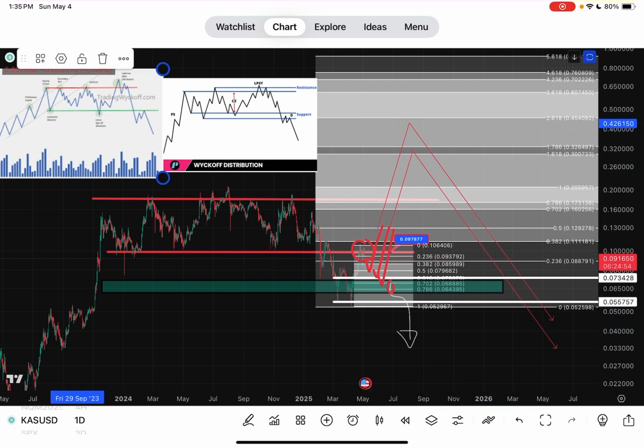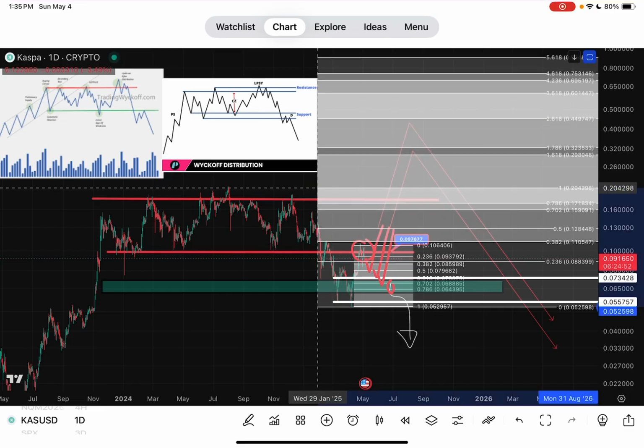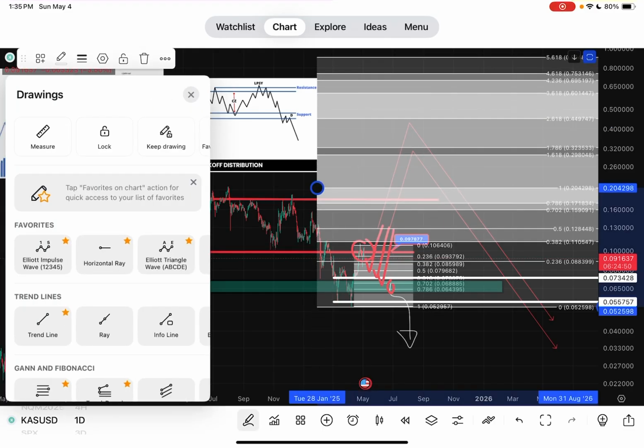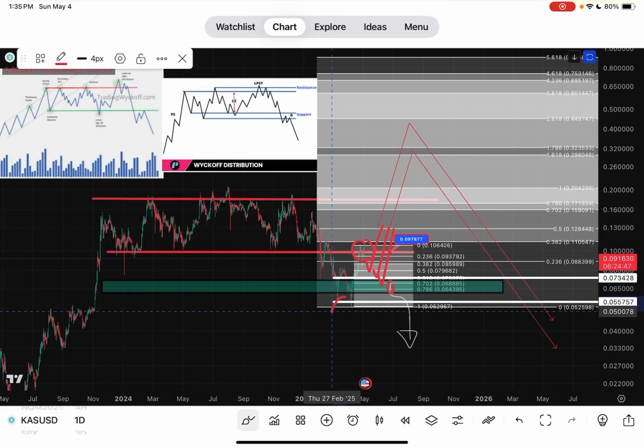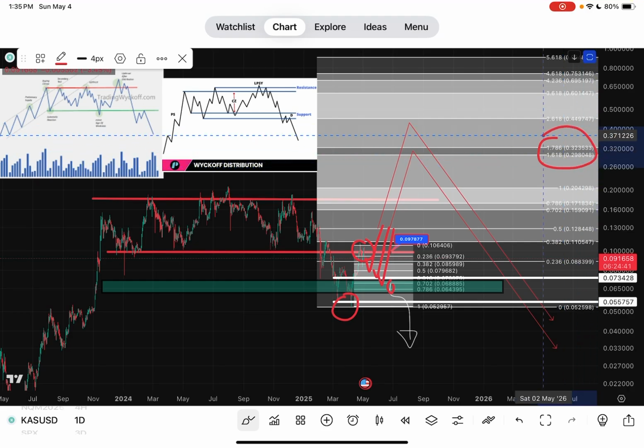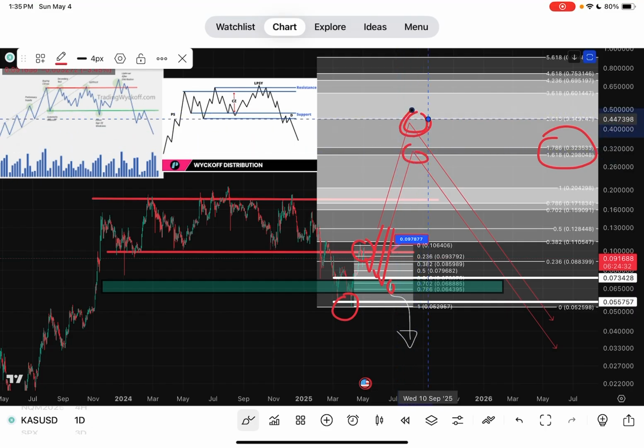Now, how did I find these targets? All I did was I took a fib from the peak of the range down to our expected low, or this low right over here. And we can see that the 1.618 and 1.786 is right there at 29 to 33 cent, and the 2.618 is right there at 44 cent. So I'm thinking we see a move up to these two levels if we can first hold these supports and get back above 0.097.